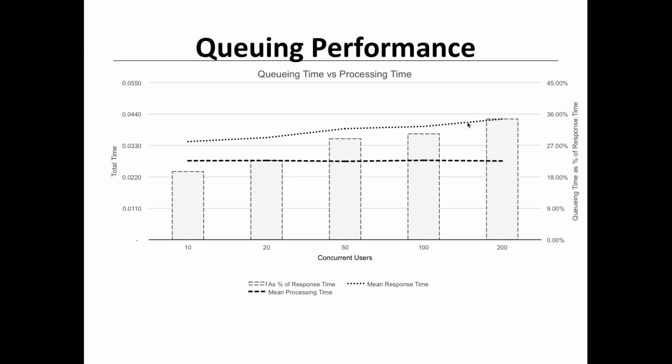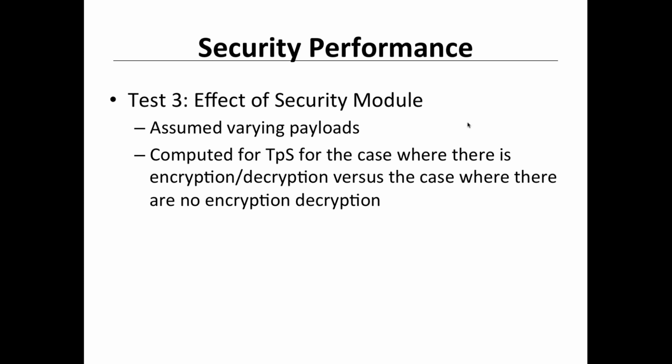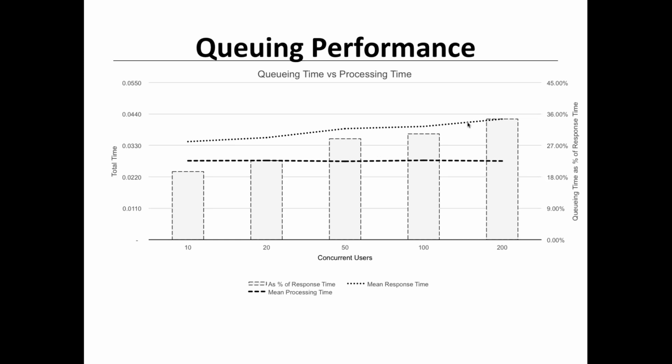So basically, the difference between the mean response time and the mean processing time is the time in the queue, the queuing time. The bar graph below shows the queuing time as a percentage of the response time. We can see that the queuing time as a percentage of the response time increases when the number of concurrent users increases. If we have 200 concurrent users, as much as 30% of the whole response time is spent when the request is still in the queue.